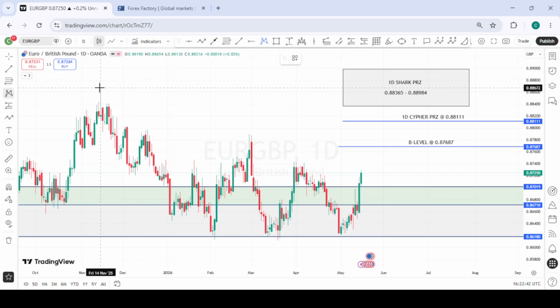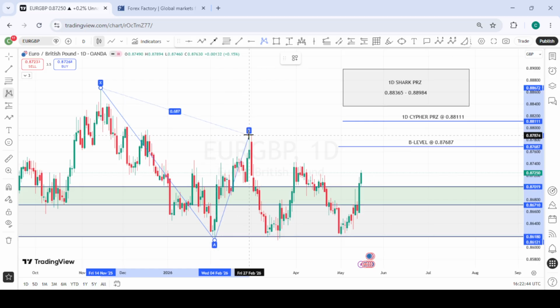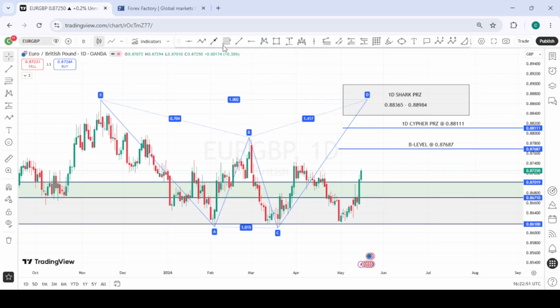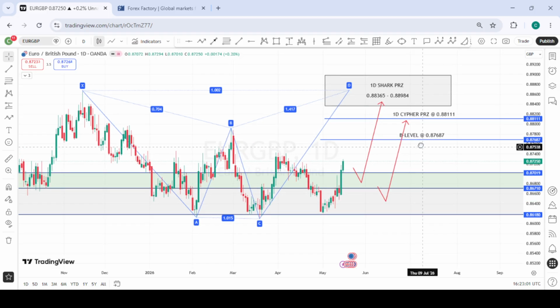This is the X, this is the A, this is the B leg, this is the C leg, and we are looking forward to a D leg. So going into next week, what we'll be looking out for is a possible pullback into this area of interest. The first one, should price pull back, we'll take our buys from here to the upside. Should it pull back to the second zone below, we'll still be interested in taking the buys to the upside.